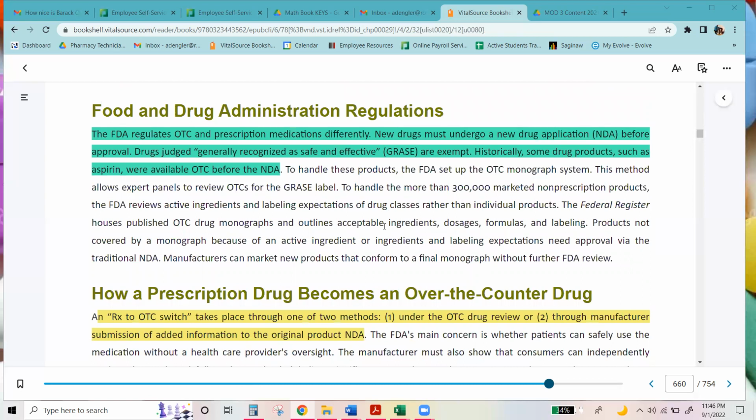The FDA regulates OTC and prescription medications differently. New drugs must undergo a new drug application before approval. Drugs judged generally recognized as safe and effective are exempt. Historically, some drug products, such as aspirin, were available OTC before the NDA. To handle these products, the FDA has set up an OTC monograph system. This method allows expert panels to review OTCs for the GRASE label.